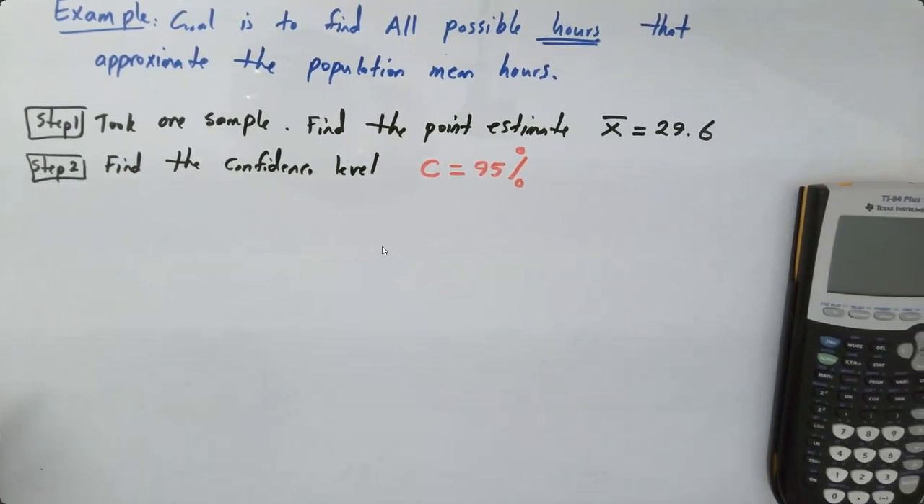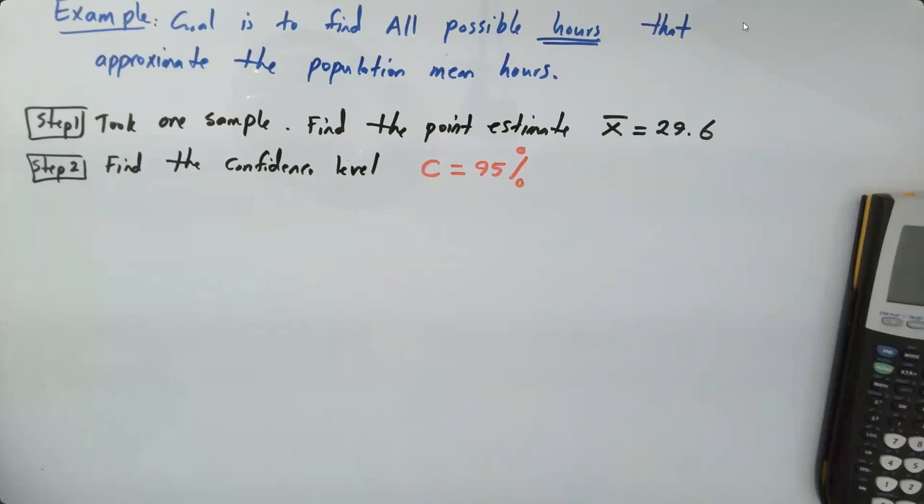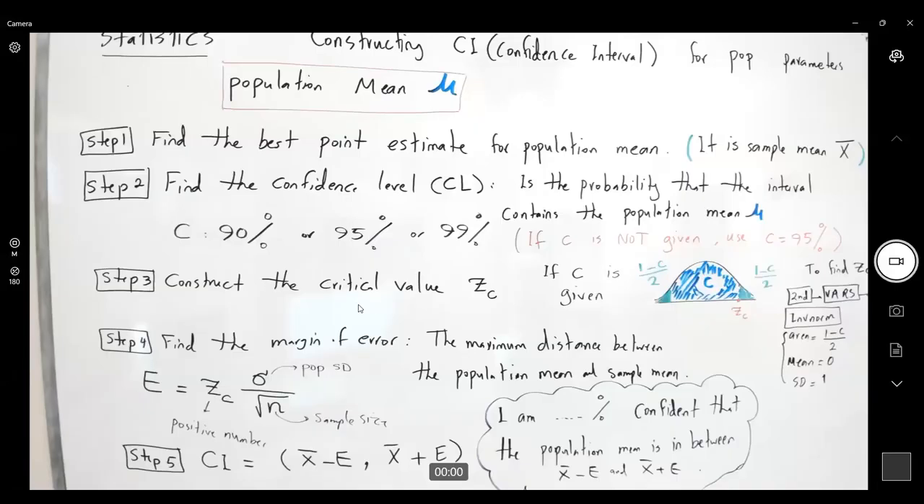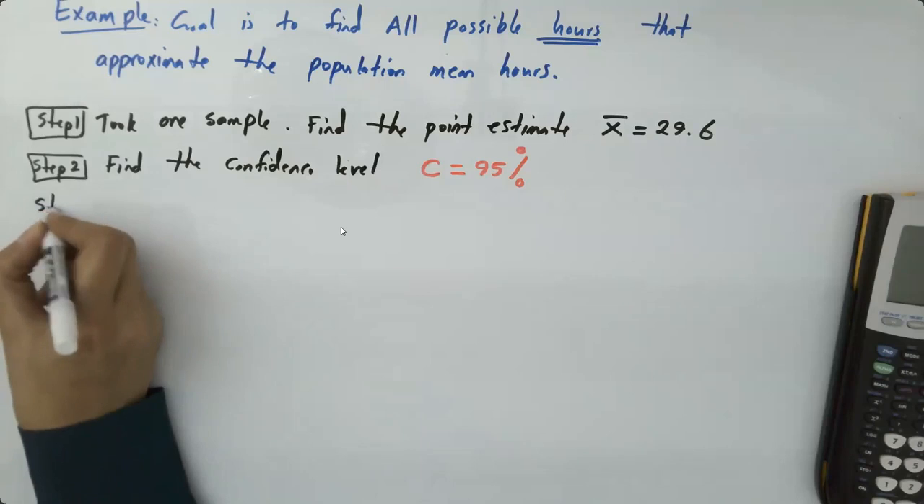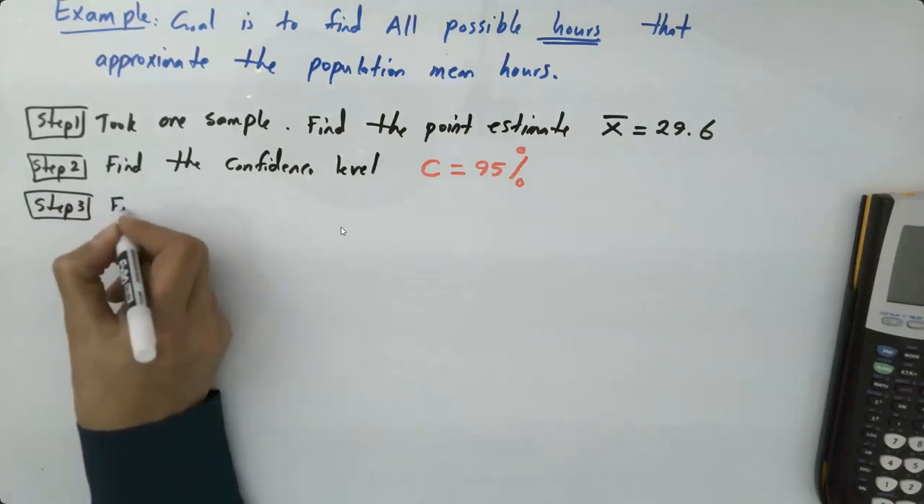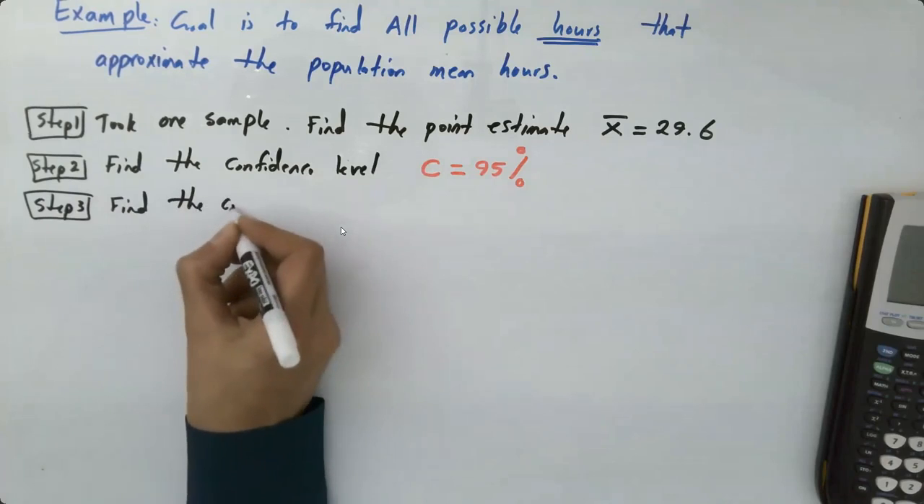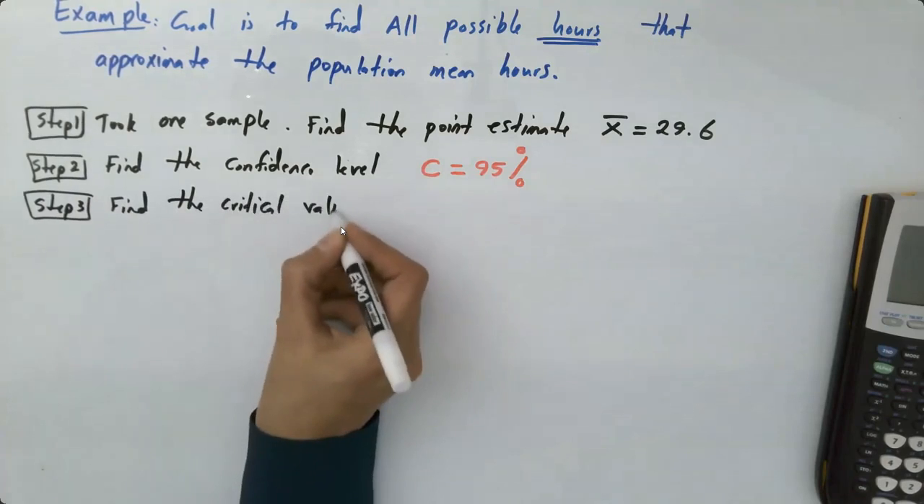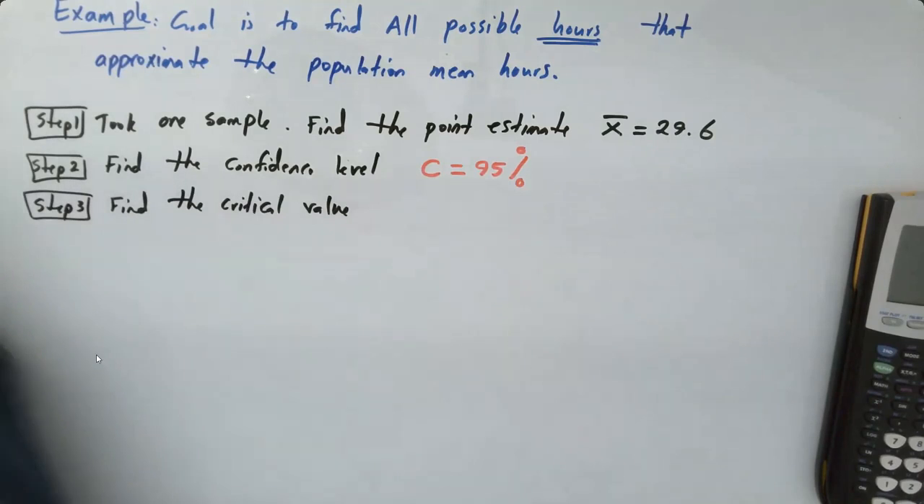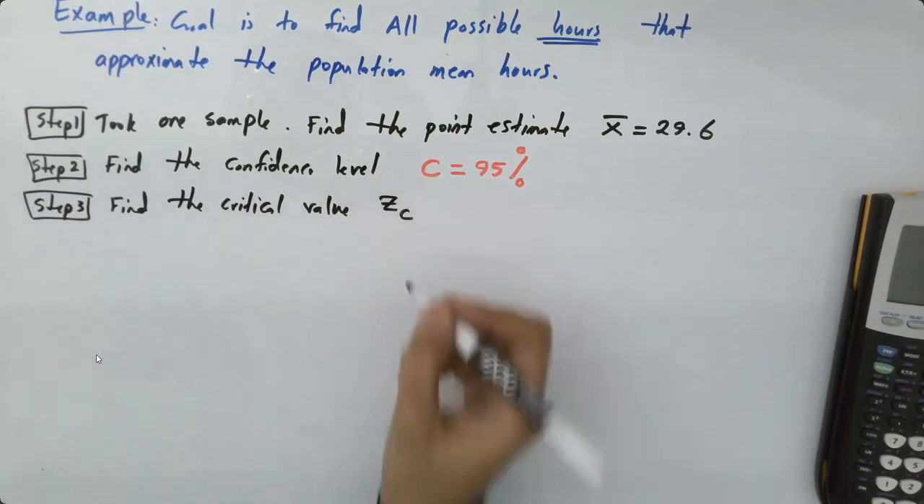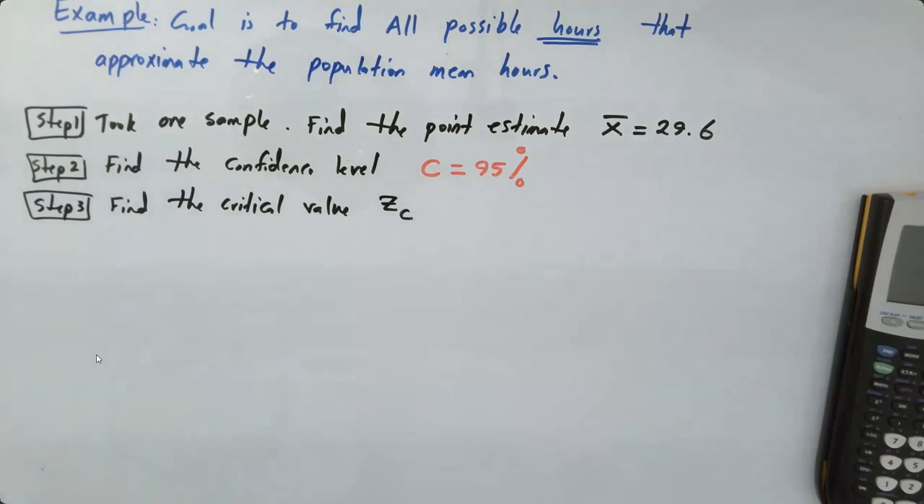It wasn't that hard. Following the steps, step 1, step 2, step 3 requires a little bit of calculation. Take a look at step 3. In step 3, we're going to construct the critical value Z sub C using our calculator. Step 3: find the critical value, which is denoted by Z sub C, using a calculator. So remember to use your calculator.